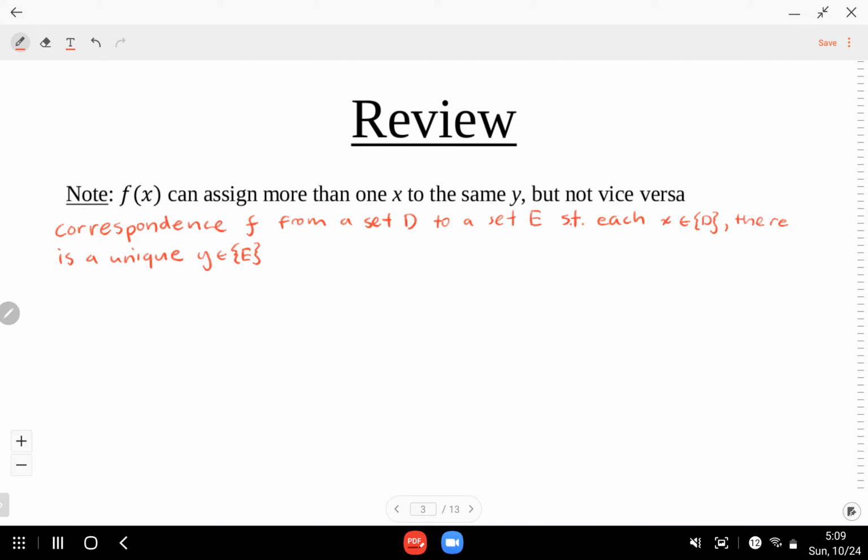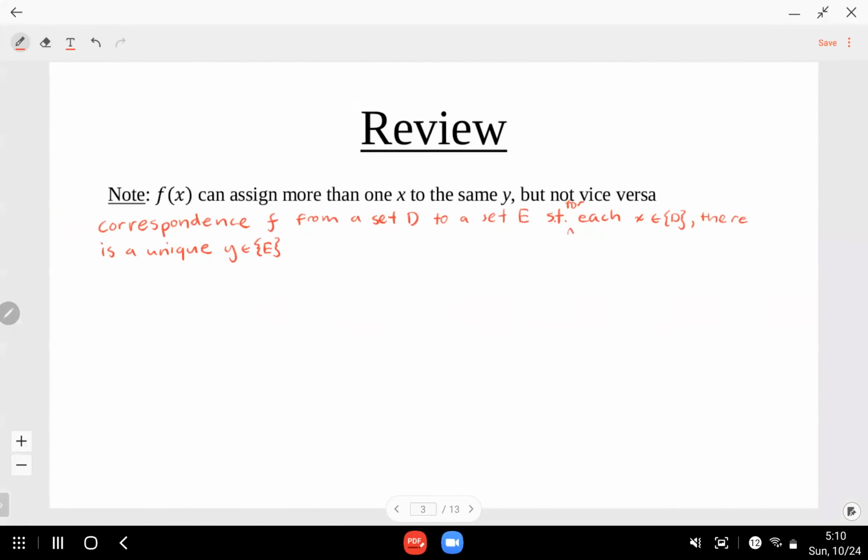Such that for each x in D there is a unique y in E. I'm failing at grammar, I know.